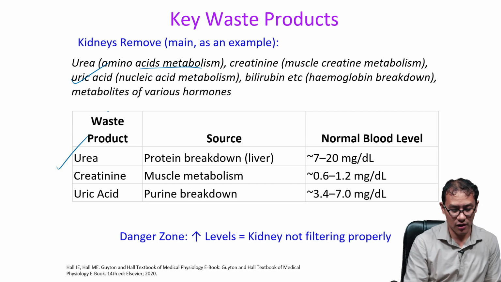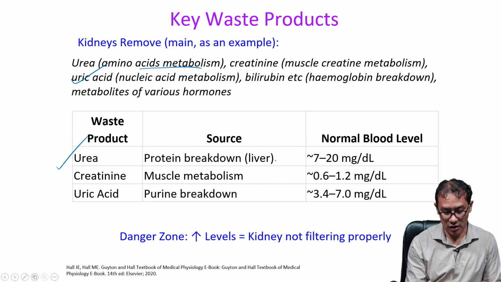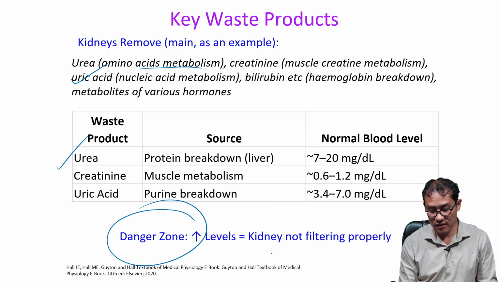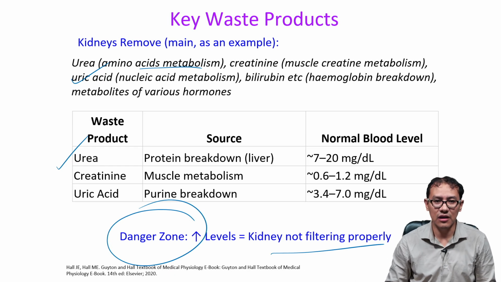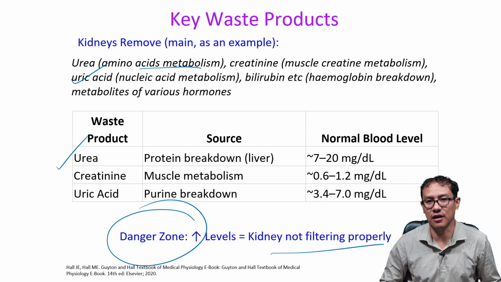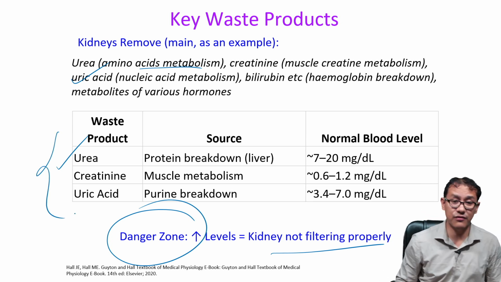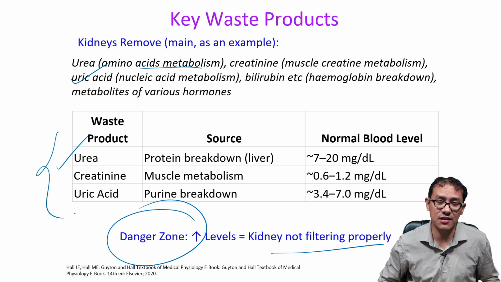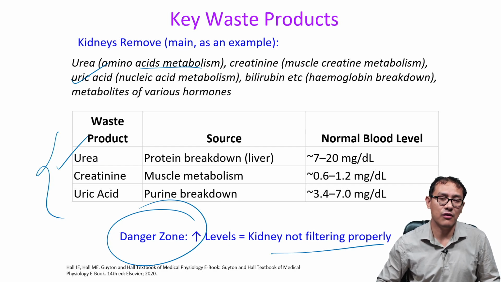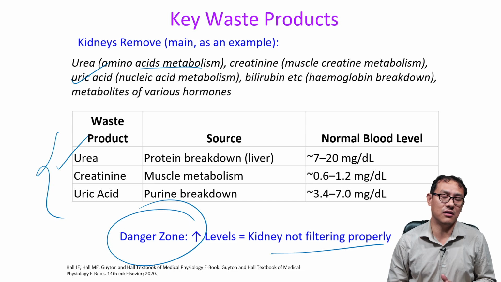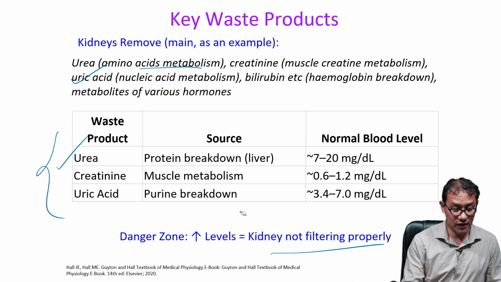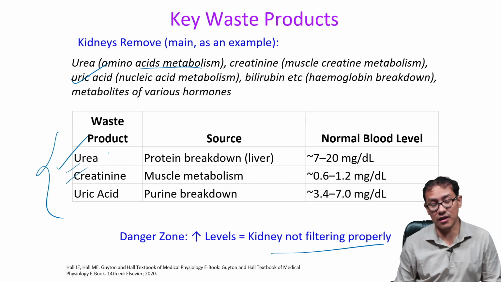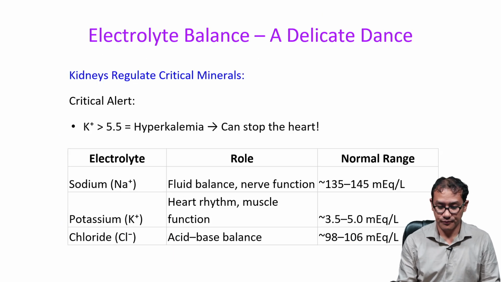For example, if urea and all of these increase, then the kidney is not working properly, and you can say that the kidney function test is impaired. All of this can be measured from the blood. That is the importance of drawing blood from the body, that is, phlebotomy, in order to assess renal function by measuring urea, creatinine and uric acid.